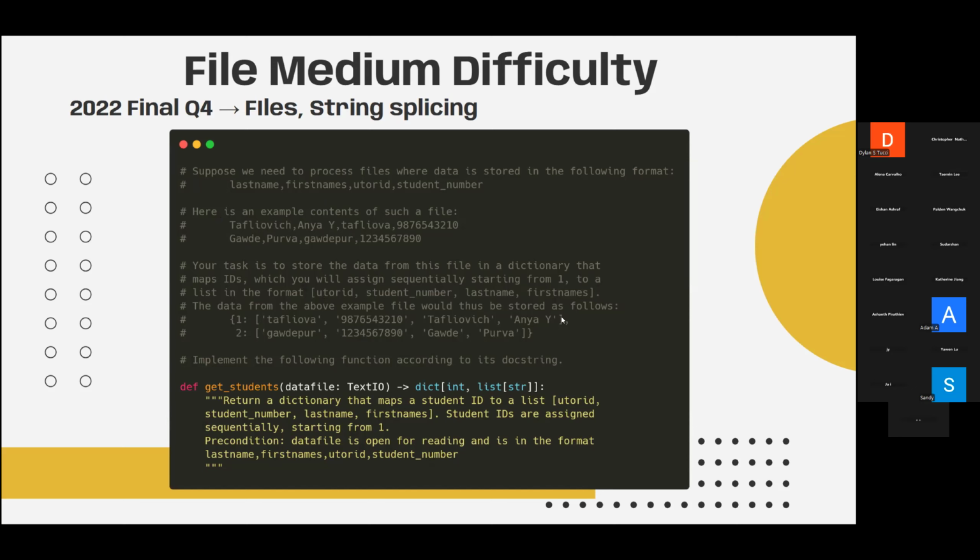So, for example, for the example provided above, we will need to produce an ID one and then store the content in the utor ID, student number, last name, and the first name, and then ID two, and then the same thing, same list here. Yeah, and as I said before, I'll give you around 5 minutes to work on this.